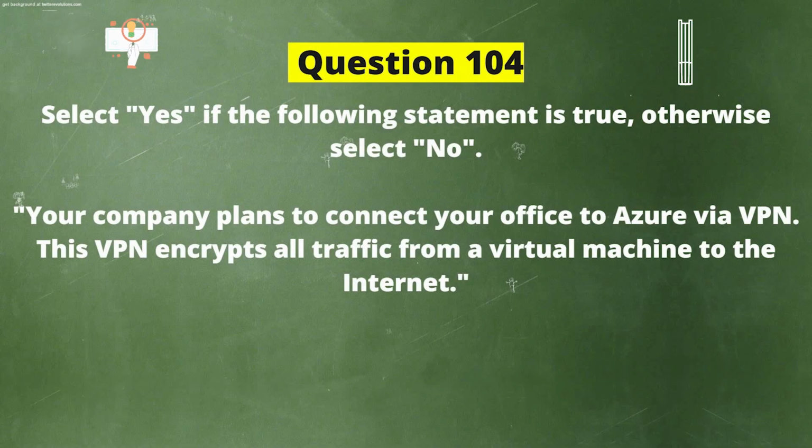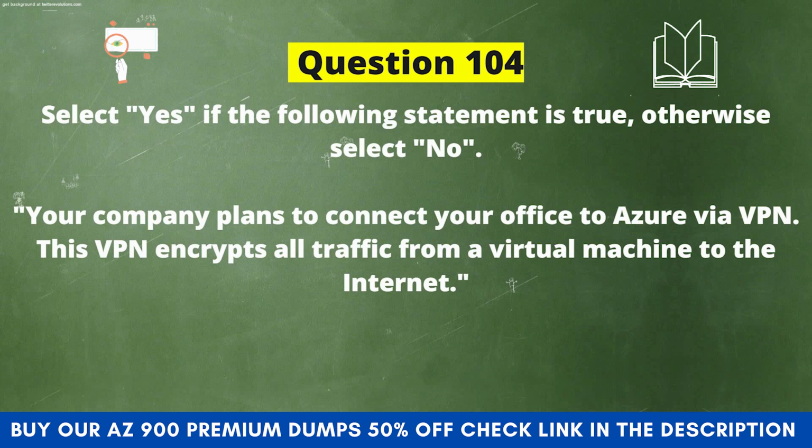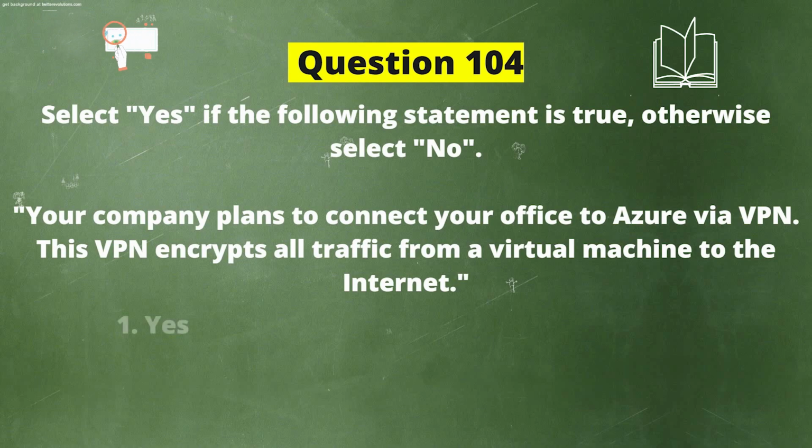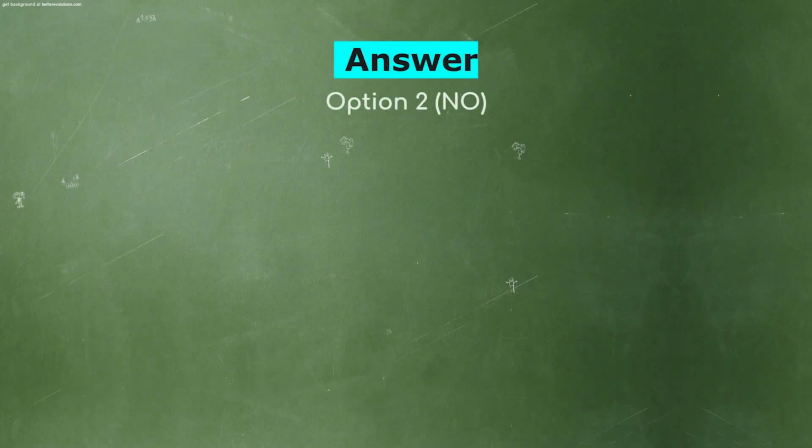Next question. Select yes if the following statement is true. Otherwise, select no. Your company plans to connect your office to Azure via VPN. This VPN encrypts all traffic from a virtual machine to the internet. Is it yes or no? And the correct answer is no.